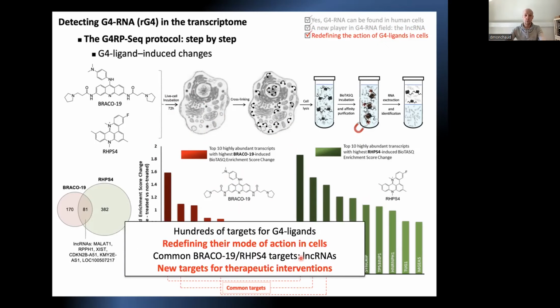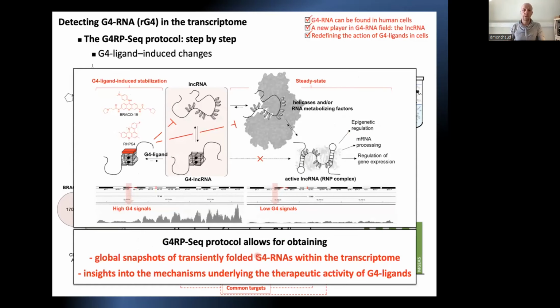So the take-home message was that this simple approach allows for redefining the mode of action of molecules, which will provide a whole window of opportunity for different types of therapeutic intervention. So it was cool because we developed this and we showed that using Biotask can help us decipher the biology of RNA G4.